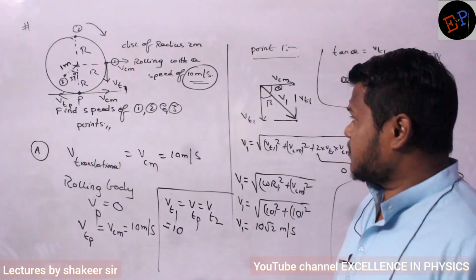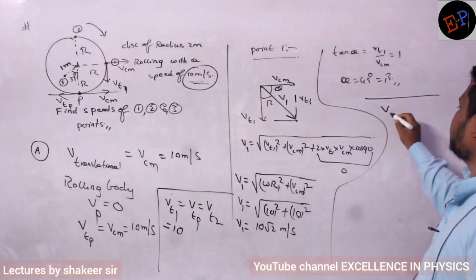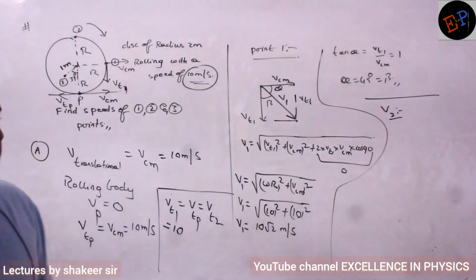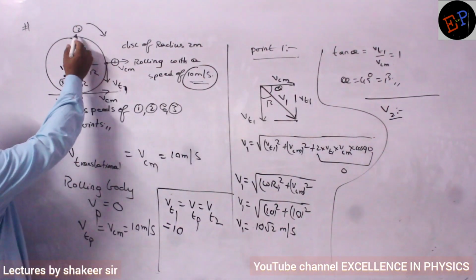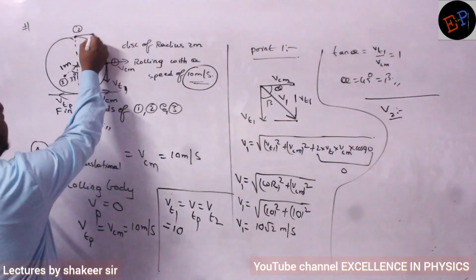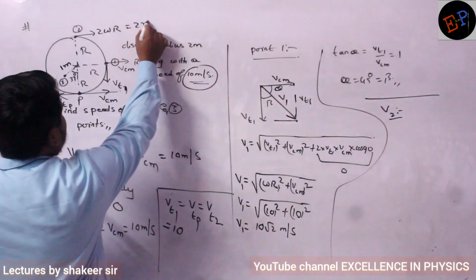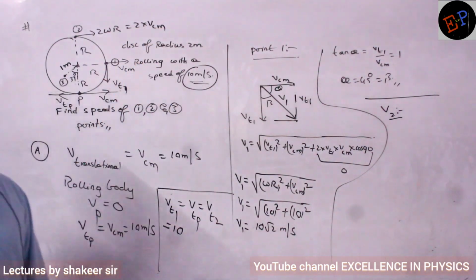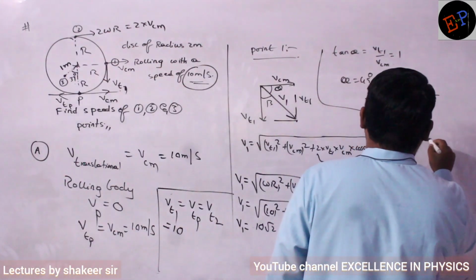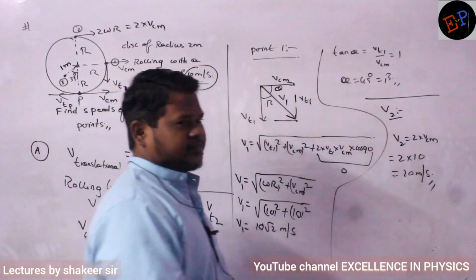So I have calculated velocity of point number 1. Now can you say how can I calculate velocity of point number 2? Come on. Point number 2 is present here, no? So here how many velocities are there? 2 velocities are there. Or just you can write it is 2 omega r. Already we calculated, or just you can say it is 2 times the velocity of center of mass. Already we discussed many times. So that is my answer. So velocity of point number 2 is 2 into velocity of center of mass. So 2 into 10, it is 20 meters per second. That is my answer. Understood?